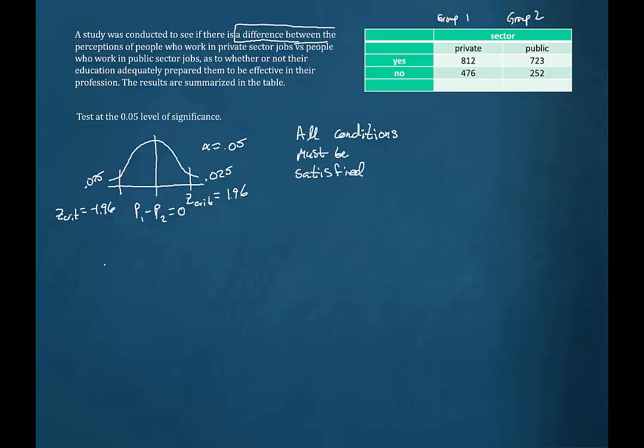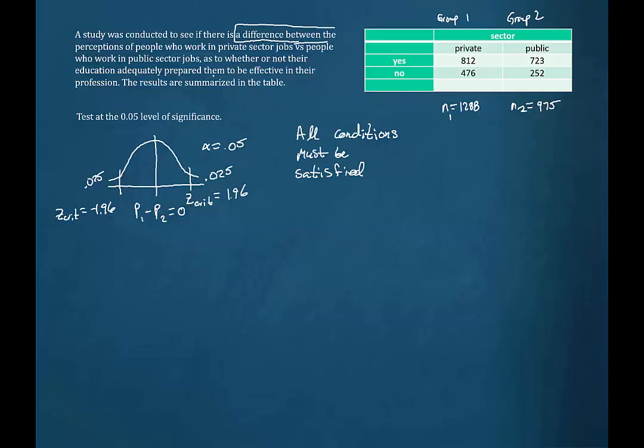Now, in order to conduct a hypothesis test about proportions, we have to know what these proportions are. And in order to do that, we must know what the total number of observations in each group was. So we'll need to know n1 and n2. What we have here are the combinations of those two yes and no responses. So when we add them together, we would wind up with the total observations. And so in group 1, we have 1,288.